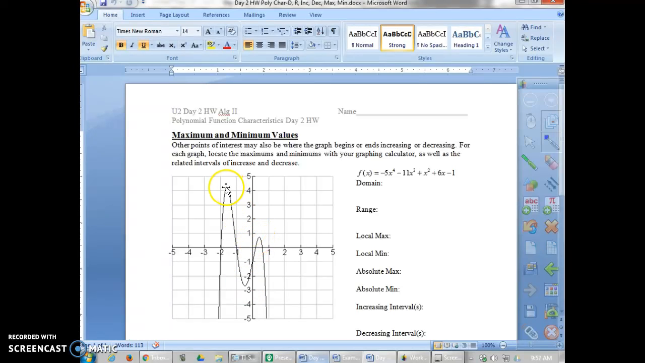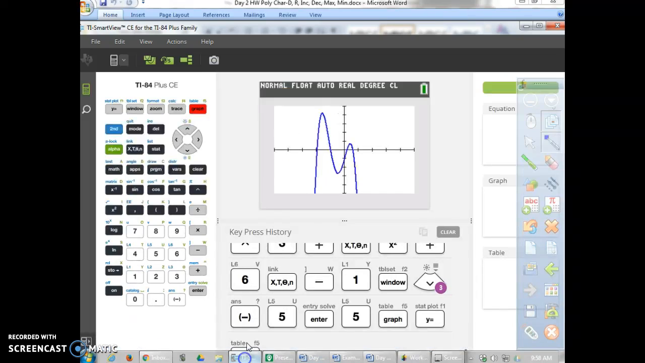So this is going to be an absolute maximum value. That's going to be the highest y attainable. This will be a relative or local minimum. So it's not the absolute lowest point on the graph, but relative to those around it, it is the lowest. And then this again is a relative or a local maximum. So I want to find those points on my graph.